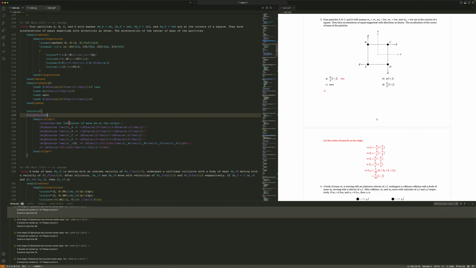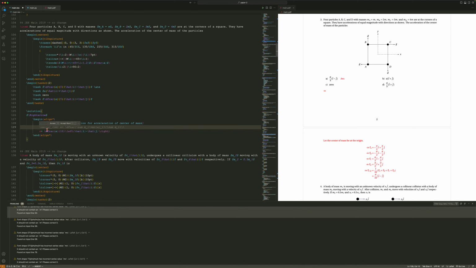Let the acceleration of center of mass, so simply apply the equation of center of mass. Apply the equation for acceleration of center of mass. Yes, and I think it's all wrong, so we just have to complete it from the beginning.